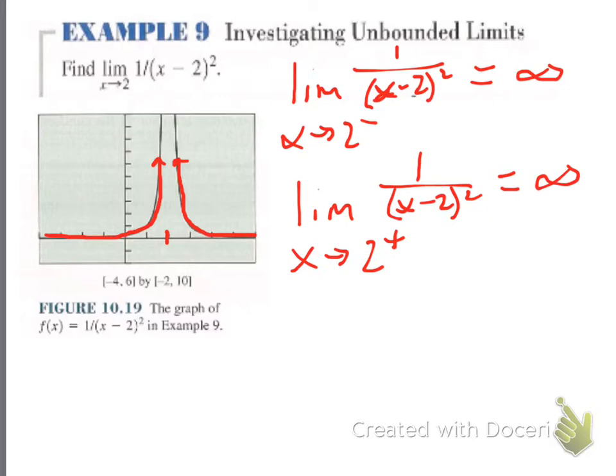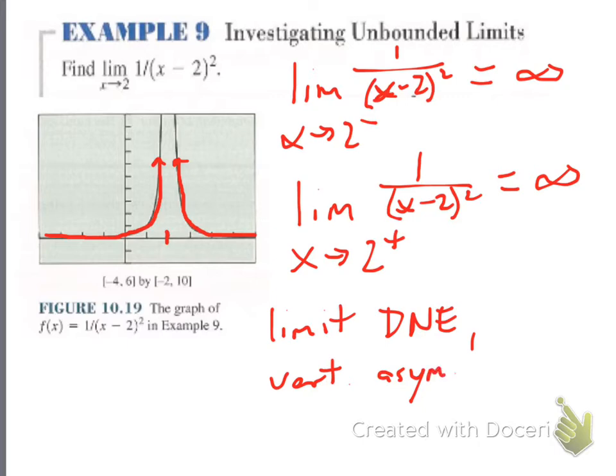Now, when both limits equal infinity, or negative infinity for that matter, the limit does not exist because you can't count infinity as the same thing. What it does mean is that there is a vertical asymptote at x equals 2, which makes sense if you think about it. Okay? There is no value at x equals 2. There is no value. So there is an asymptote. So when both limits are infinity, you're going to have an asymptote, not a normal limit.